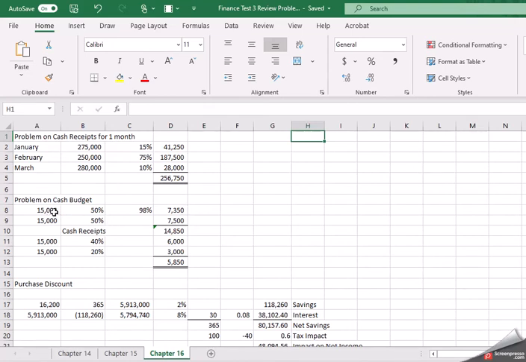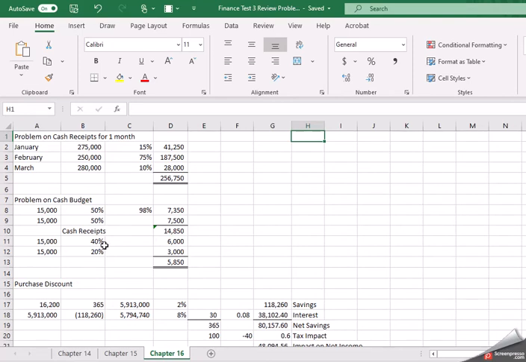So $15,000 at 50% will get their 2% cash discount. So again, I'm going to multiply it by 98%. You could multiply by 2% and subtract it, but then you'll get to that same answer. So then they'll receive $7,350 on those discounted sales. 50% will not take the cash discount, so that's $7,500. So our total cash receipts are $14,850.